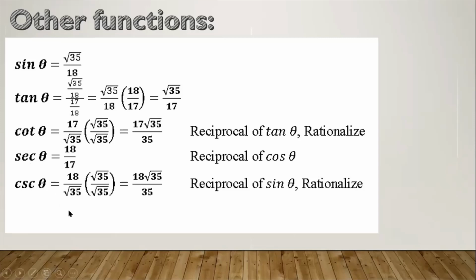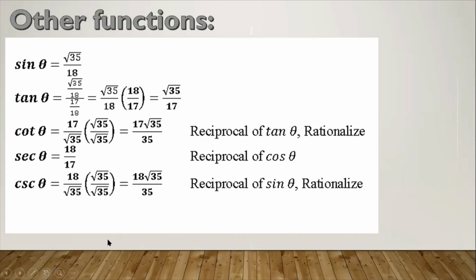As you can see, the denominator has a radical sign. We need to rationalize our value, multiplying square root of 35 over square root of 35. And we get 18 square root of 35 over 35. And that's our other function.